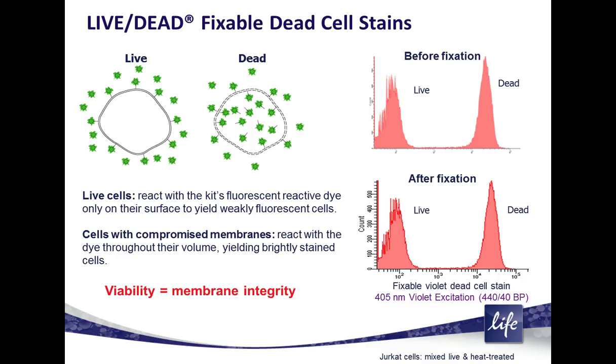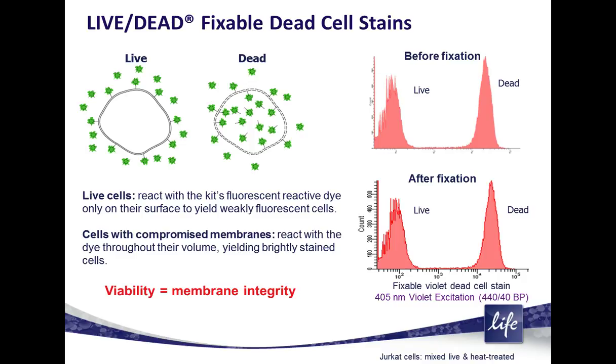As shown with living cells, the amine reactive dye has access to the surface of live cells and will react only with proteins on the outside of viable cells. However, with cells that have damaged membranes, the amine reactive dye will be allowed inside the cell to react with proteins throughout the volume of the cell.